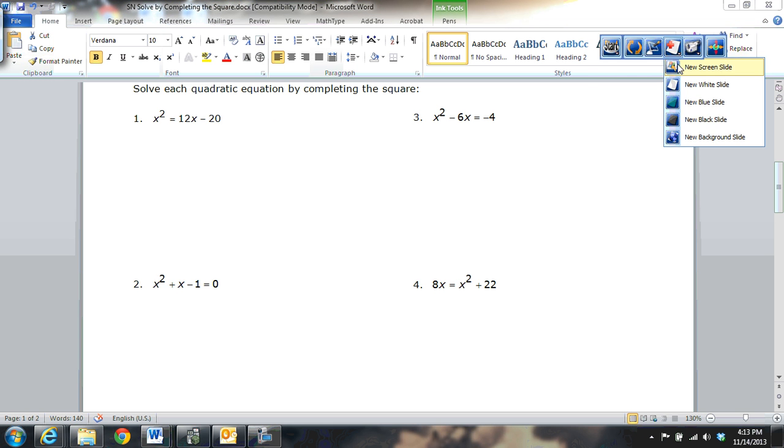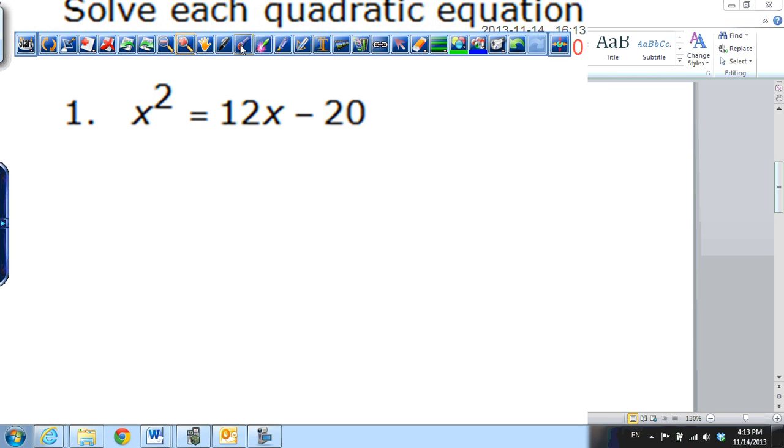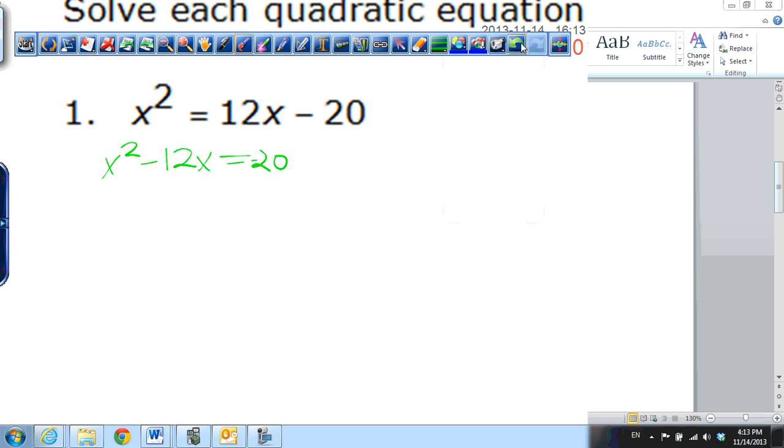Alright, sorry about that. Our first step says to get all our variables on one side. So I need to move 12x over here. So I got x squared minus 12x equals negative 20. The next step says to divide by whatever this value is. In this case, our a is positive 1, so I don't have to do anything.